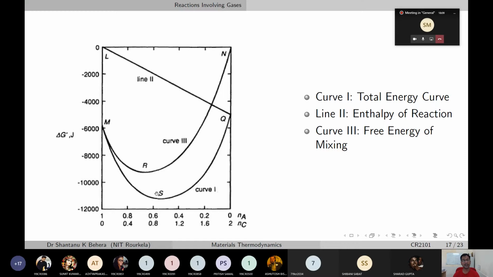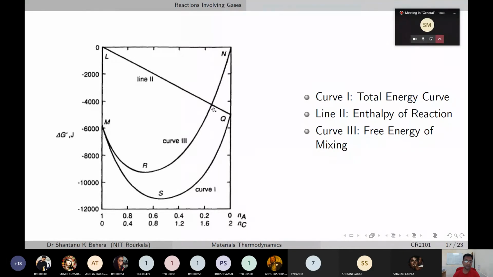What we are saying is that curve 1 is the total energy curve. We'll come to this a little later in more detail. This is the total free energy, and curve 2 is the enthalpy of the reaction. You can call it the enthalpy of the reaction, or you can also call it the Gibbs energy of the reaction. Why do you say that? Because there's a difference: enthalpy doesn't talk about the entropic part, but Gibbs free energy also includes the entropic contribution. I'll come to that.